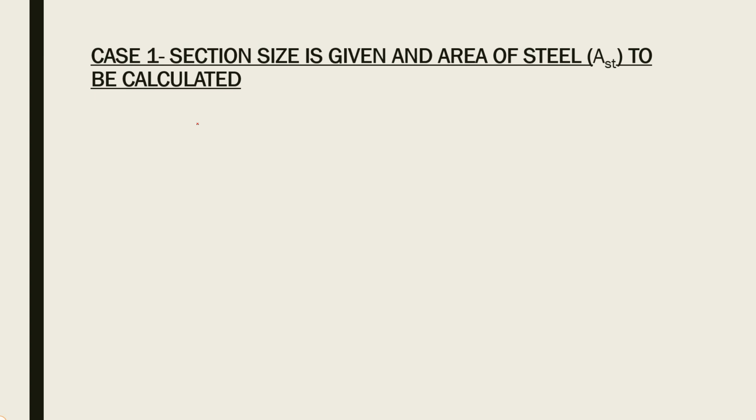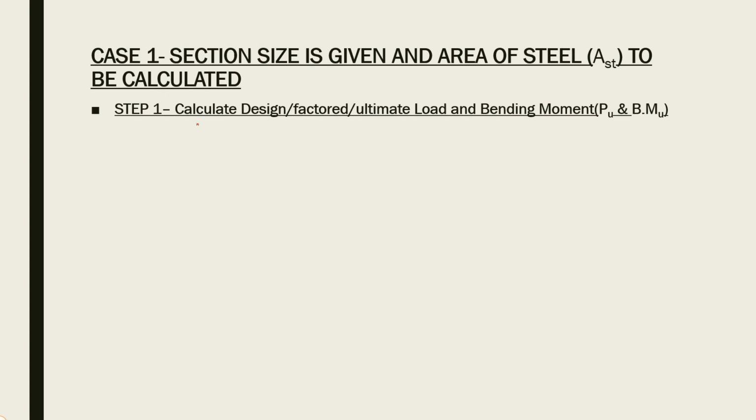Case 1, that is section size is given and area of steel to be calculated. We will see the whole design process step by step. Step 1 will be calculation of load and bending moment, that is calculation of design and factored load. You can design a section by working or service load, but you will have to calculate the design or factored load, also called ultimate load or bending moment.